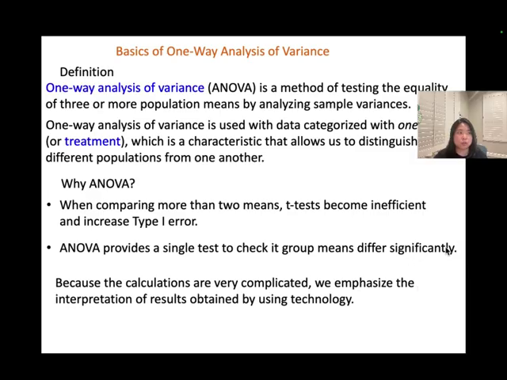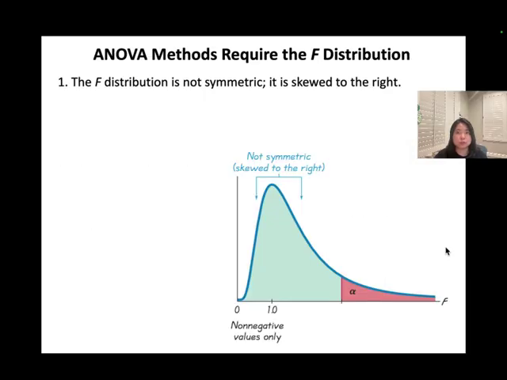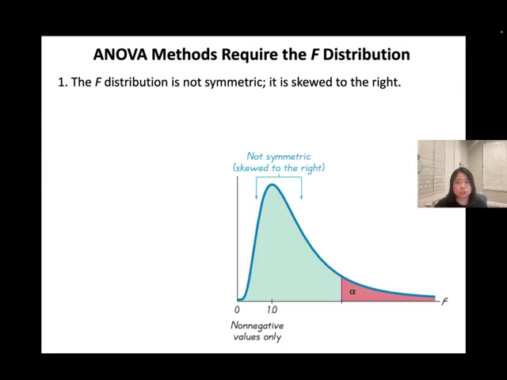Before that, we're going to introduce a new distribution. We have learned the z distribution, the t distribution, and the chi-square distribution. For this section, we'll be introduced to the new F distribution. The F distribution is not symmetric, it is skewed to the right. It is similar to the chi-square distribution, skewed to the right, and the values of F cannot be negative, only positive numbers.